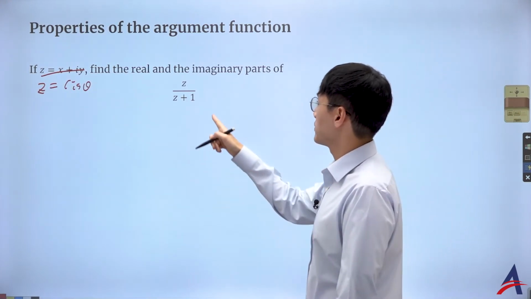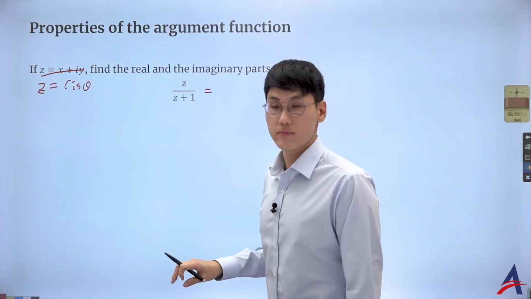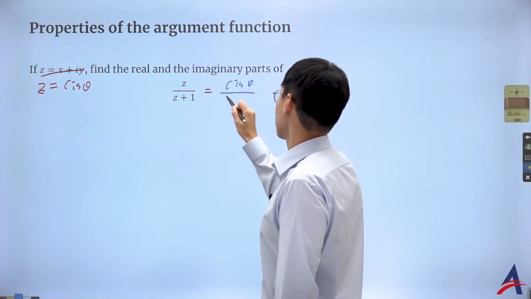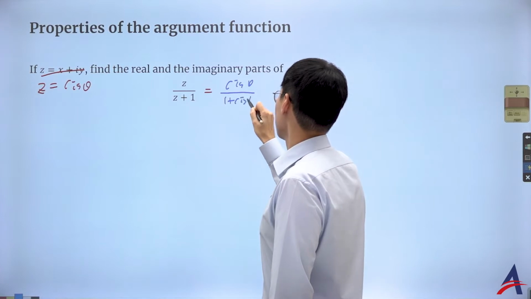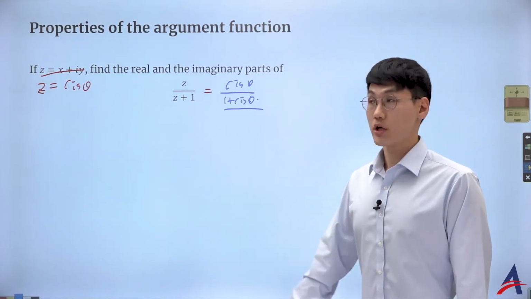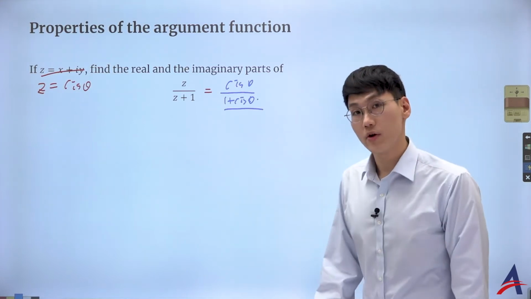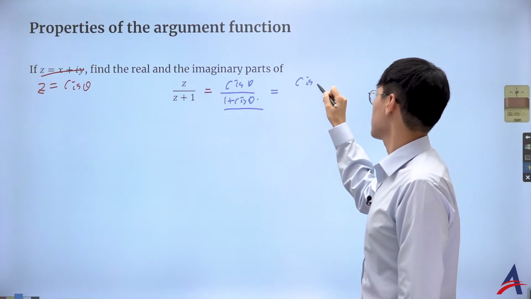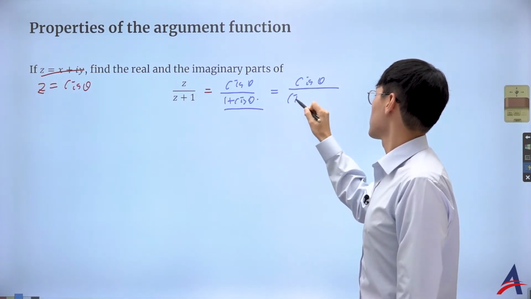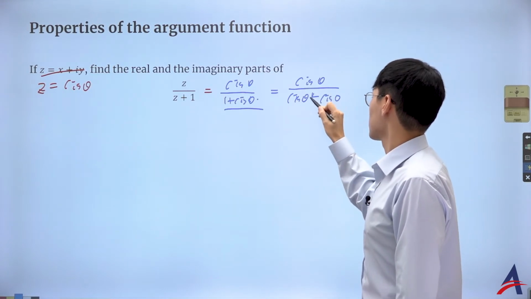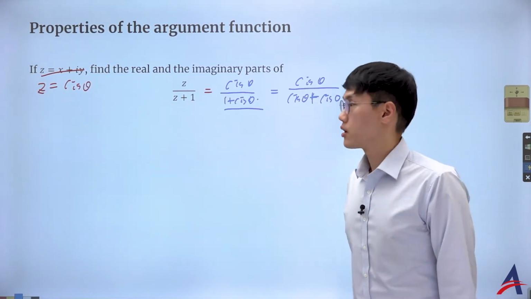For me, that would also be a very lovely problem, because you realize it's going to be cis theta, and I have the 1 plus cis theta here. That's not good, because it's not in the modulus argument form yet, as it's not put together. But using the technique we just talked about, that's going to be cis theta over cis theta plus, and the 1 is just a cis 0. So I can work with the combined form.